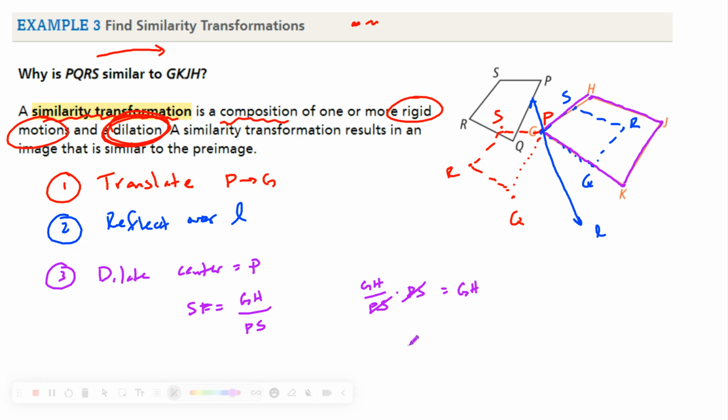And this is why PQRS is similar. Notice the symbol for similarity, this little squiggle without an equal sign, is similar to GKJH.